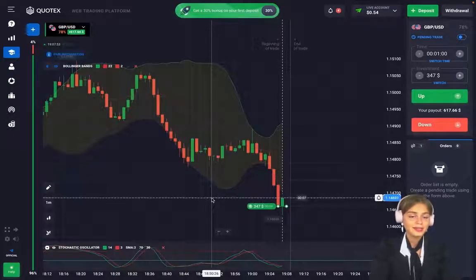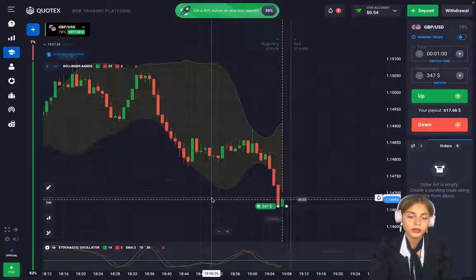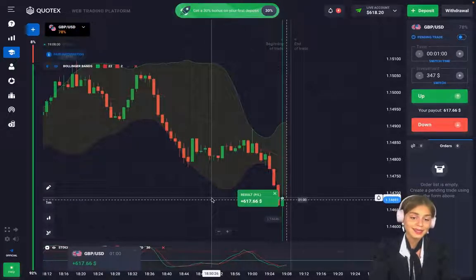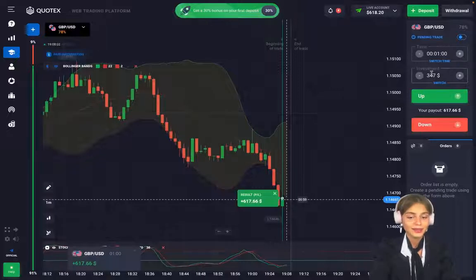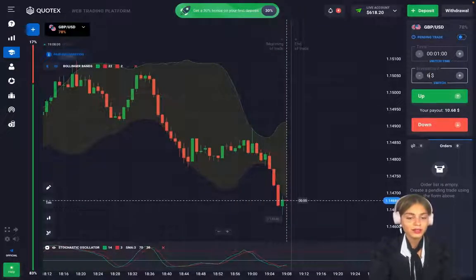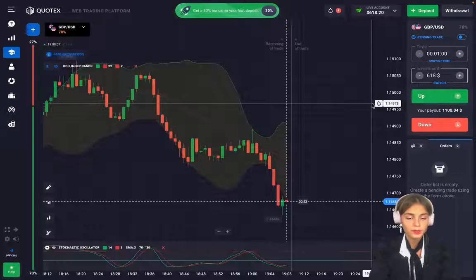So we have less than 5 seconds left to the deal's closure. A rollback happens just in time, which allows our deal to be closed in a profit, $616.17, I mean. So guys, the last deal literally, and we'll summarize the results.